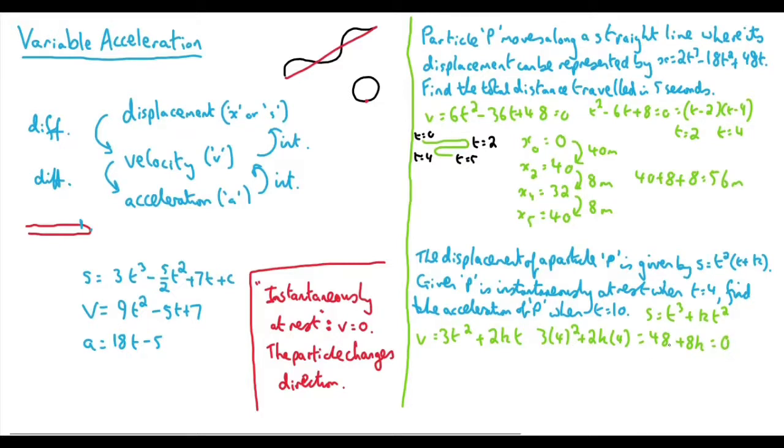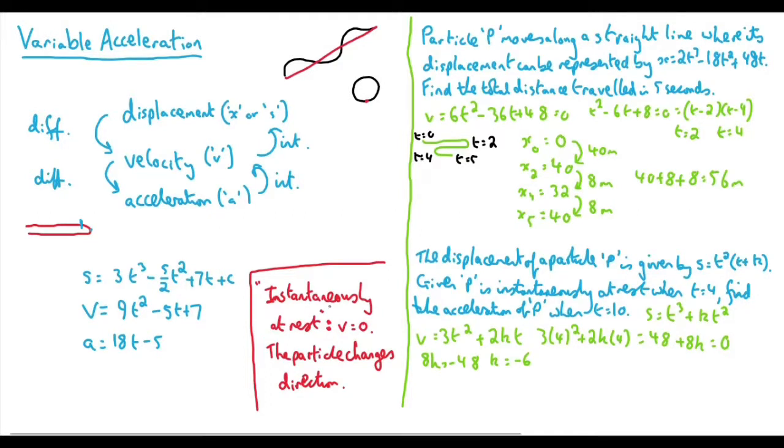Now, if we were to rearrange this, obviously you'd minus the 48 onto the other side, so you'd have 8k equals minus 48. Therefore, k would equal minus 6, because minus 48 divided by 8 is minus 6. If you want to double check, if you were to do this as 3 times 4 squared plus 2 times minus 6 times 4, yeah, you should get 0 as your answer. We have used this first piece of information about it being instantaneously at rest to work out our value of k, and now we know this value of k, we can carry on working out some other unknowns.